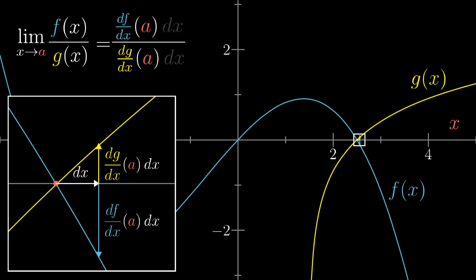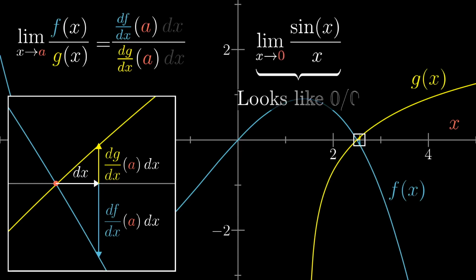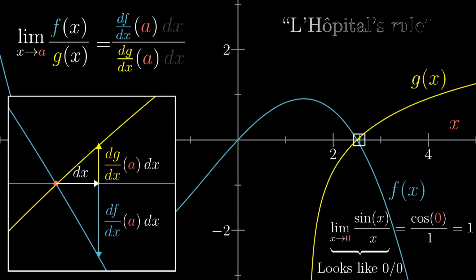This is a really handy trick for computing a lot of limits. Whenever you come across some expression that seems to equal 0 divided by 0 when you plug in some particular input, just try taking the derivative of the top and bottom expressions and plugging in that same trouble input. This clever trick is called L'Hôpital's rule.